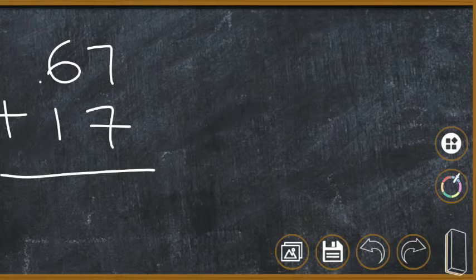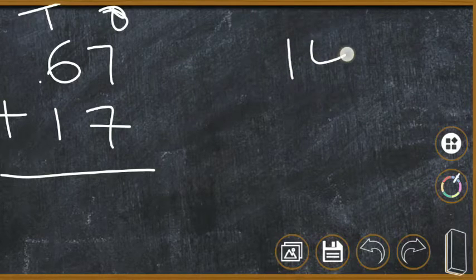Okay, this is the ones place and this is the tens place. 7 plus 7. You have to keep 7 in your mind. Take 7 fingers. 7 plus 7, 14 only.